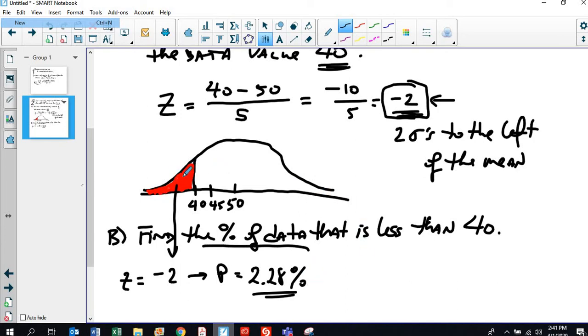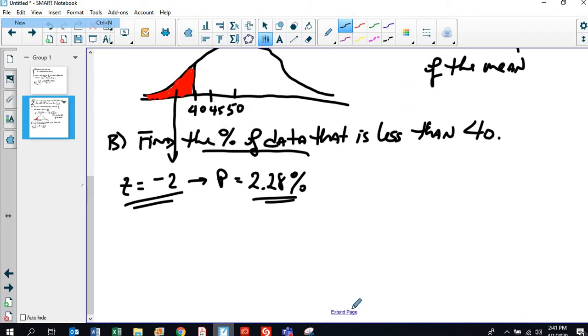Now this graph looks like a lot more than 2.2% of the area, but again, I'm not a perfect artist, so don't worry about that part of it. But what you do need to know is how to read that table. That's all you need to do. Now, obviously, for different problems, it's not quite that easy.